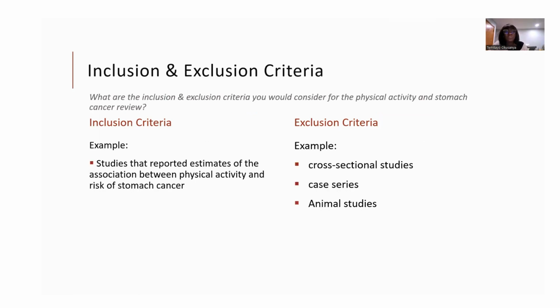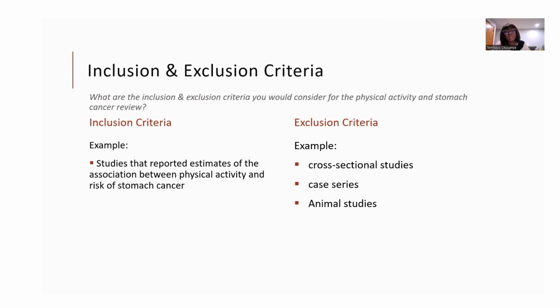That's it. So for example, let's say we want to do a study on physical activity and stomach cancer. We are doing a meta-analysis on that. So our inclusion criteria will be that we'll be looking at only papers that are checking for the association between physical activities and the risk of stomach cancer.